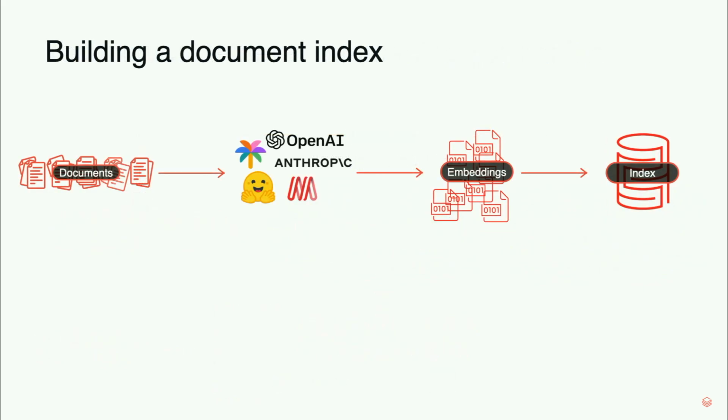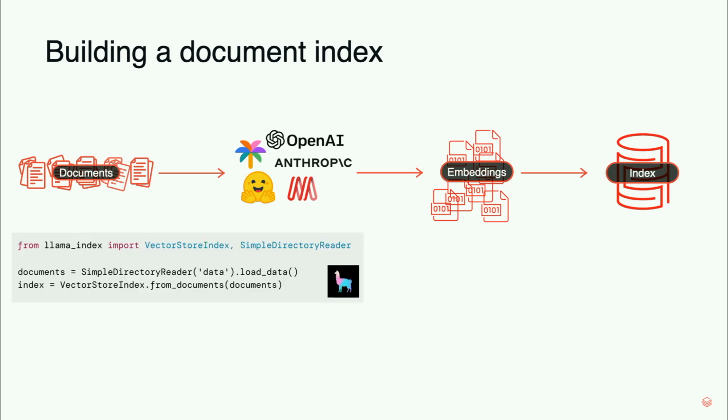To build a document index, all I'm going to do is start with my collection of documents, for example, in a Delta table. I'll take those, I'll feed them in to an LLM of my choosing, whether proprietary or open source, and I'll compute embeddings. These are vector representations of the documents. I'll then store those in a purpose-built vector database. And that's all there is to it. I have a database full of embeddings, and I can then proceed to query it.